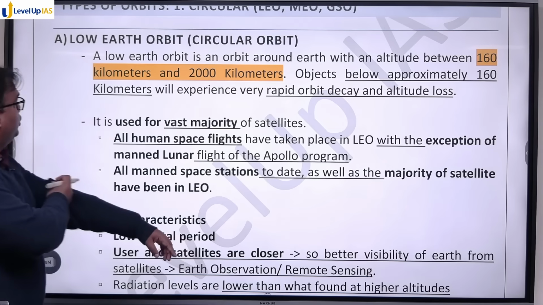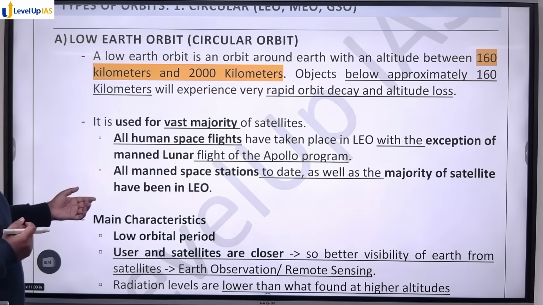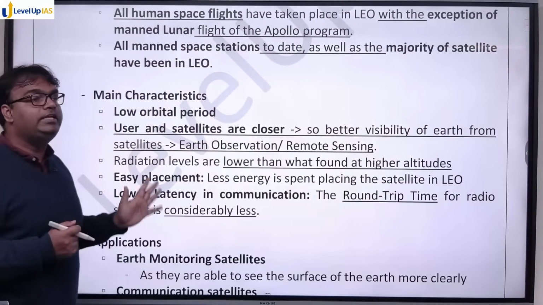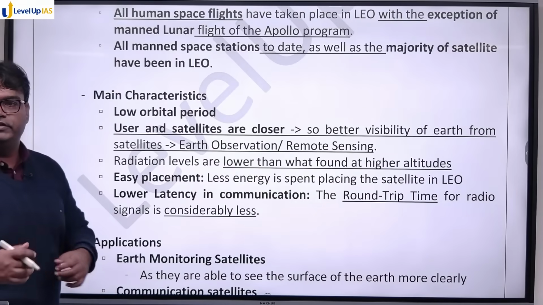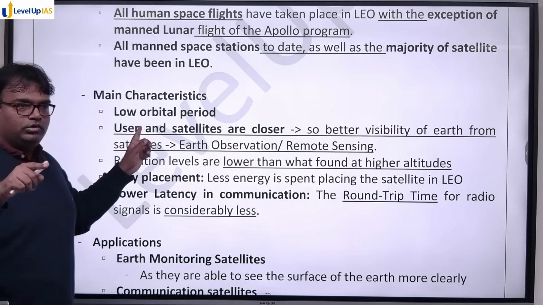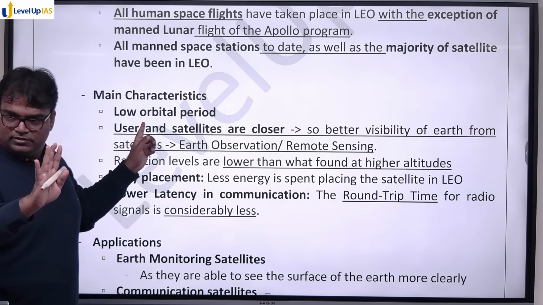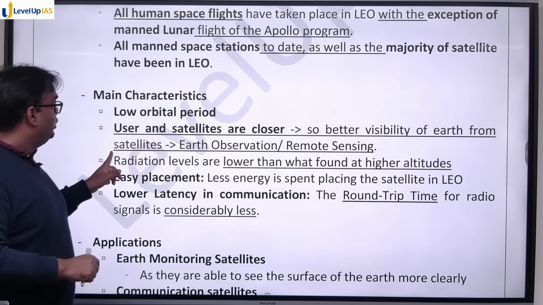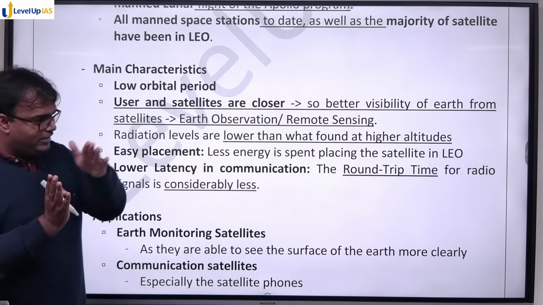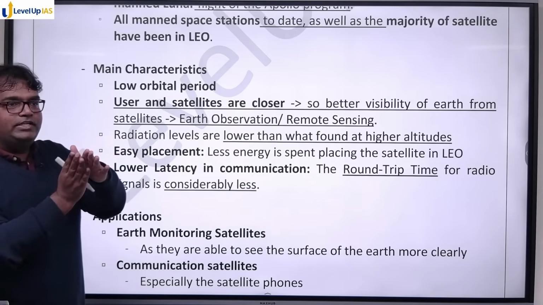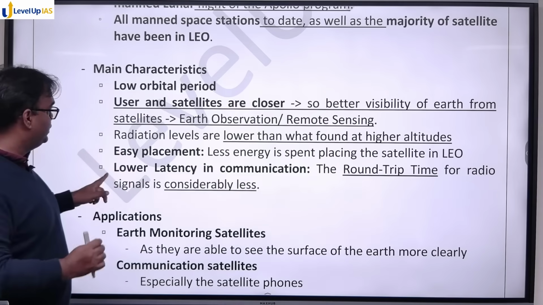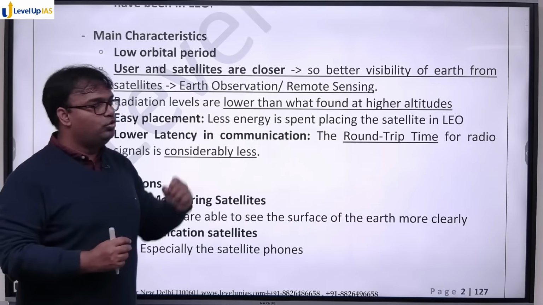ओके, तो all human space flights, all manned mission, let's cover its main characteristics. Low Earth orbit when a satellite is put, what are its main characteristics? Orbital period is low, less than 2 hours. User and satellite are very close to each other, so latency would be very less. Earth observation satellites can also go there because they are closer to each other. Radiation levels are also lower.